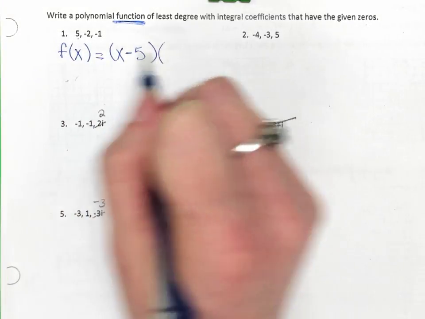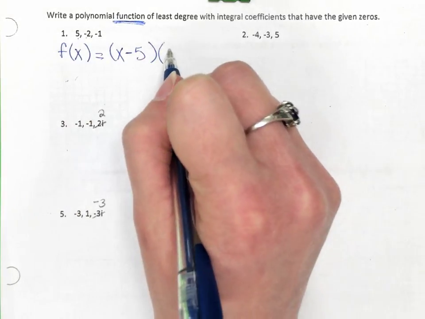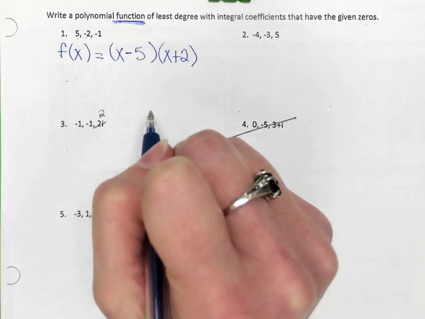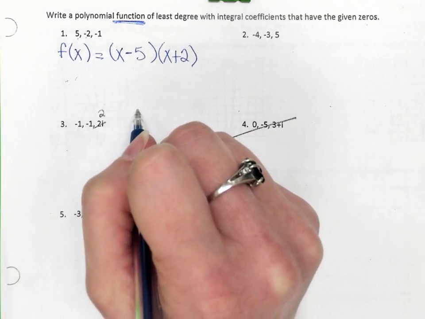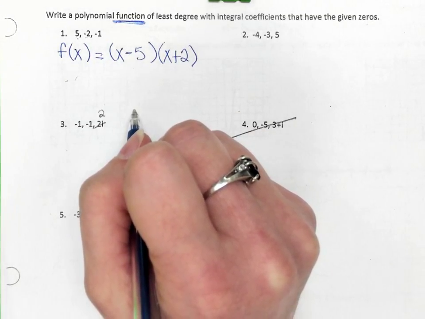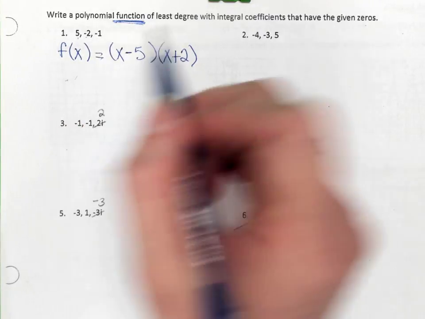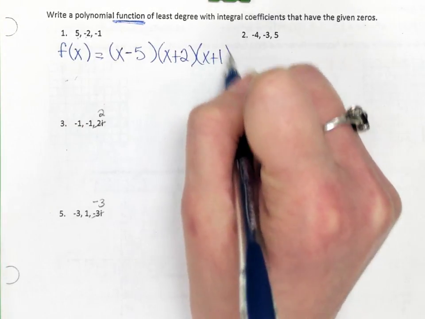All right, now how do I write the negative 2 inside there? Positive 2. Very good. So it's basically backwards. Yeah, just backwards. And then how do I write the negative 1? Positive. There you go, and that's it, guys, okay?